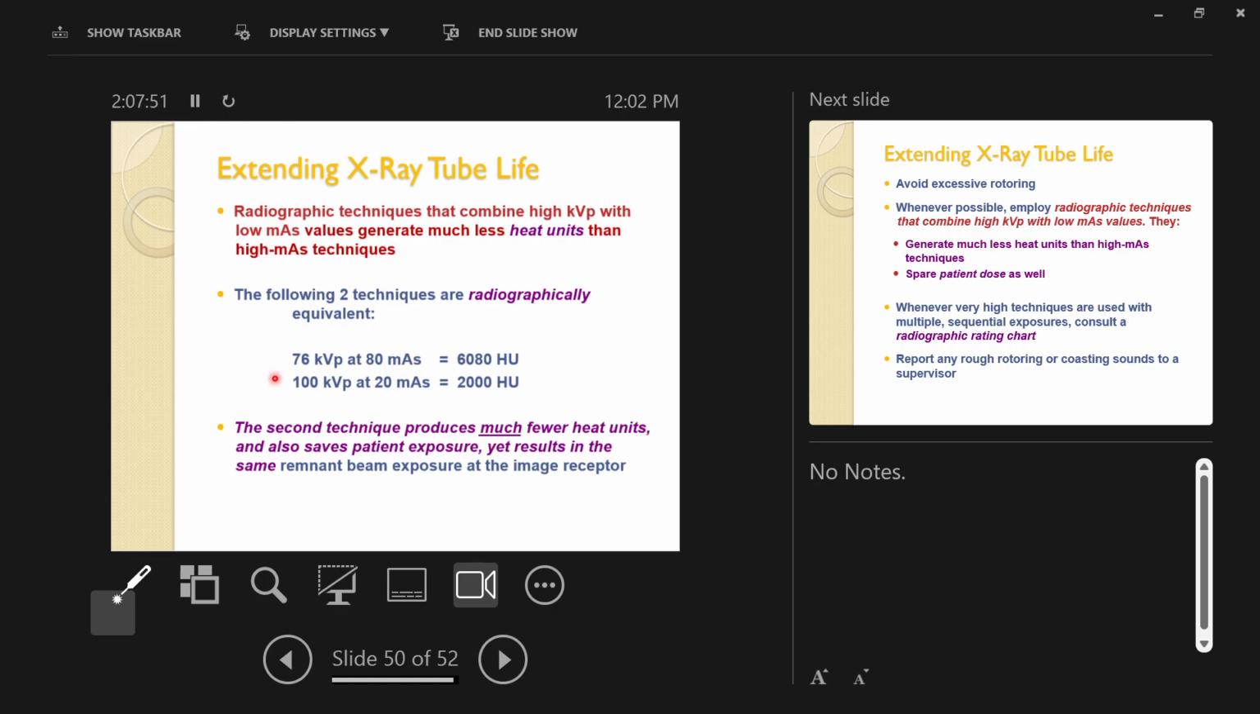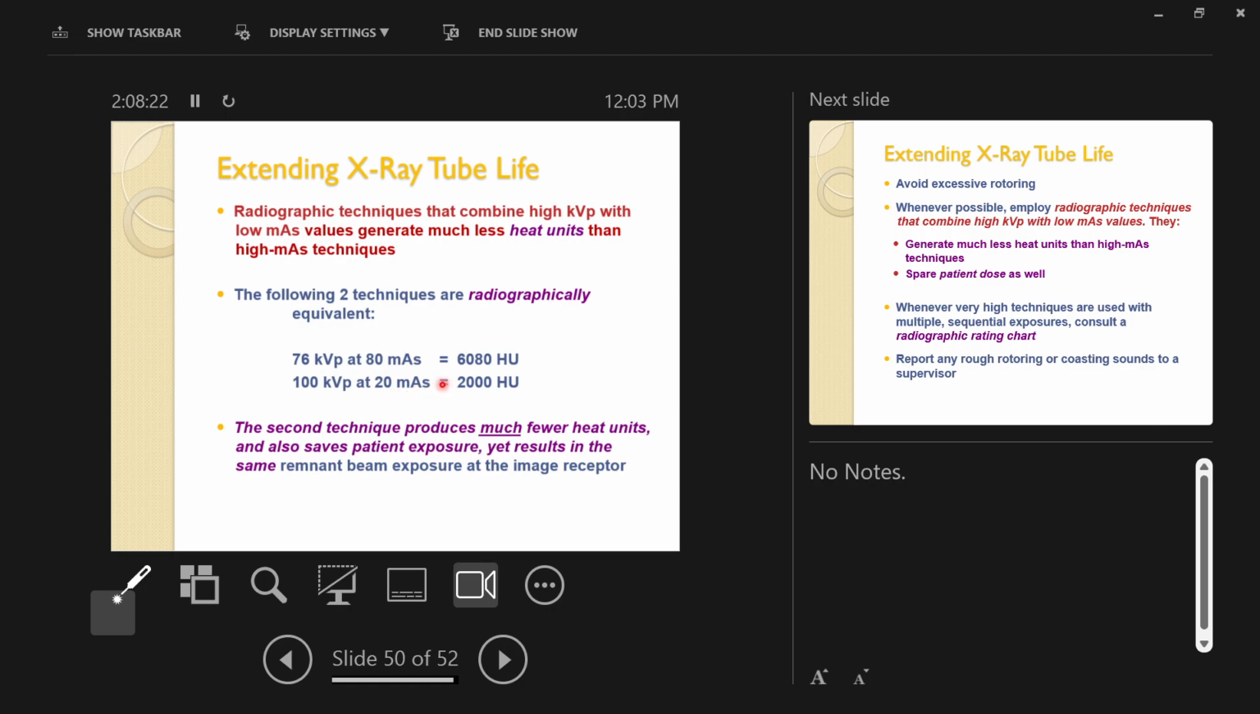So if I wanted to set 76 kV and 80 mAs, but instead I raised the kVp to 100 and lowered the mAs to 20, these two, 76 at 80 and 100 at 20, produce the same amount of radiation, okay? But calculating the heat units, 76 at 80 makes 6,080 heat units. 100 at 20 makes 2,000 heat units.